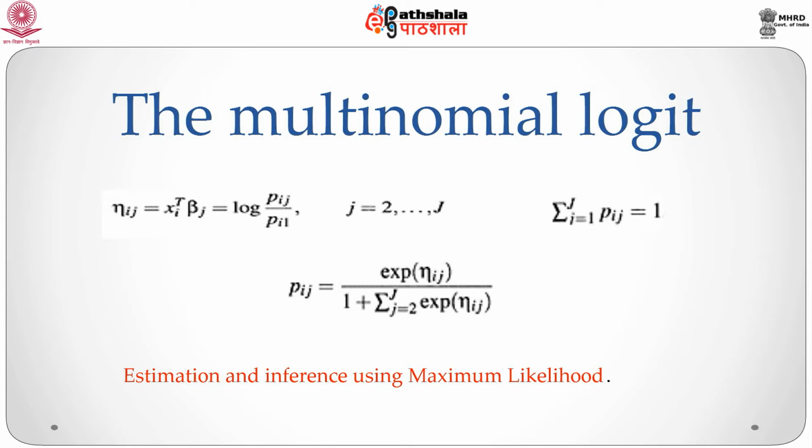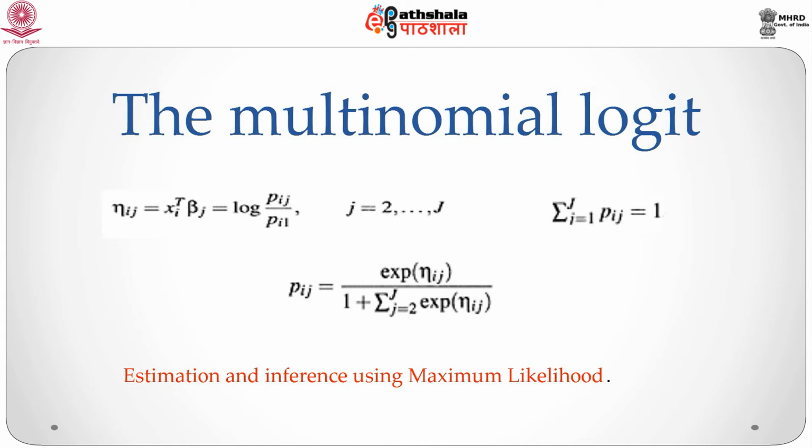Now note that instead of having a single beta, we now have beta j's for j equal to 2 to J, and we further assume that eta i1 is equal to 0. So we relate the outcomes to the covariates using the equation log of pij by pi1 equal to xi prime beta j for j equal to 2 to capital J.